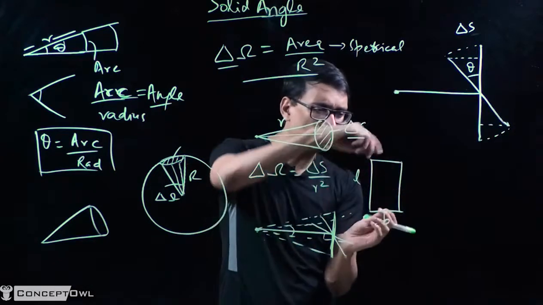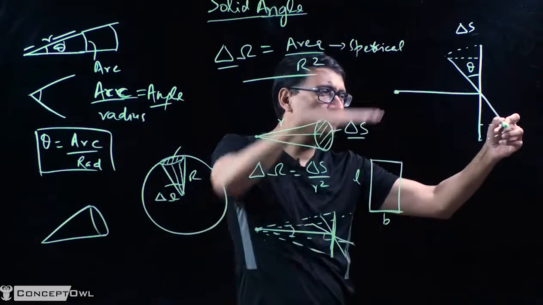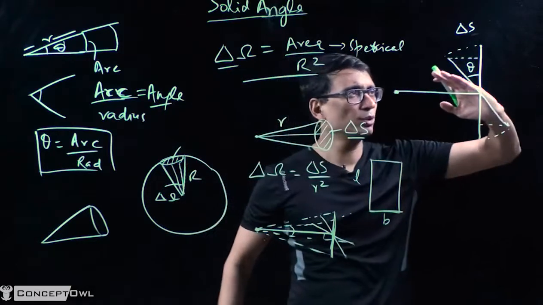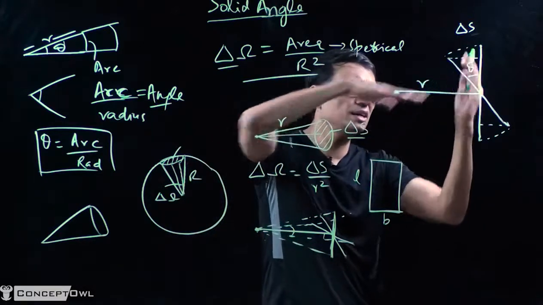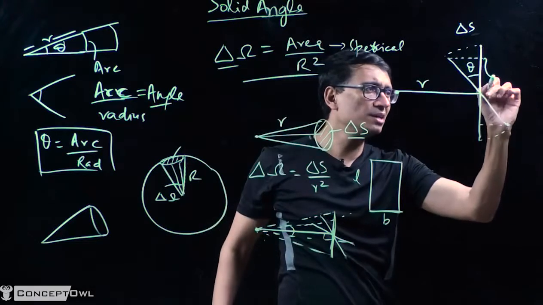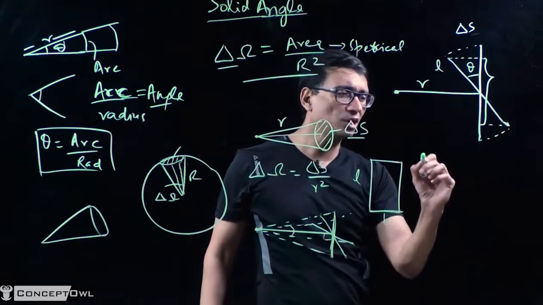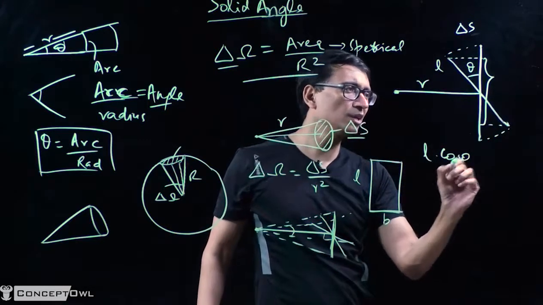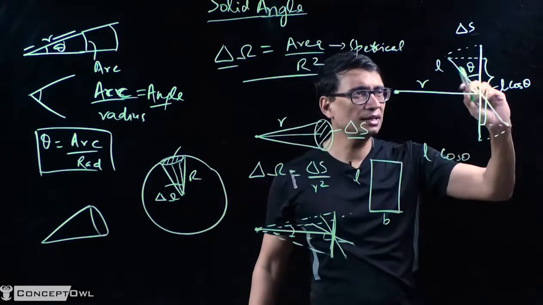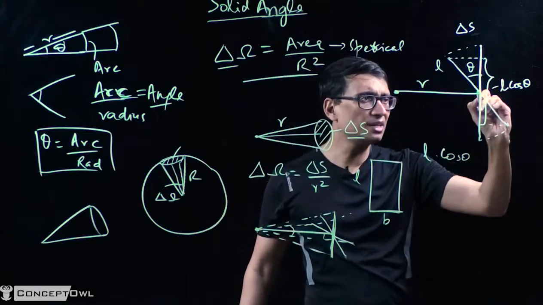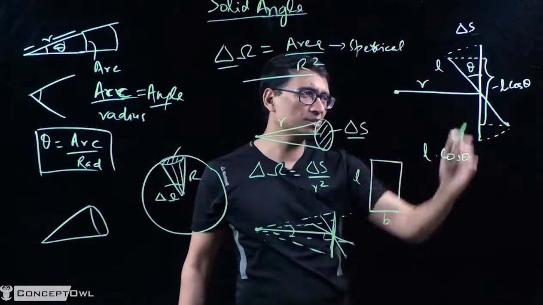When I'm twisting it, the length B will still be perpendicular to this line. But the projection of this length L perpendicular to the radius is going to reduce. If the total length is L, this length is going to be L cos theta. How do you know that? This is L by 2, and this is theta, so from here to here is L by 2 cos theta. So total from here to here is 2 into L by 2 cos theta, which is L cos theta.